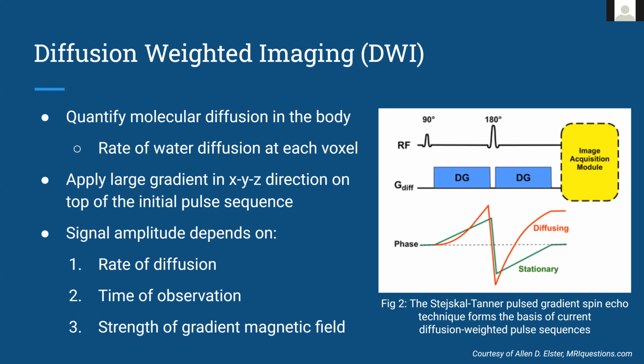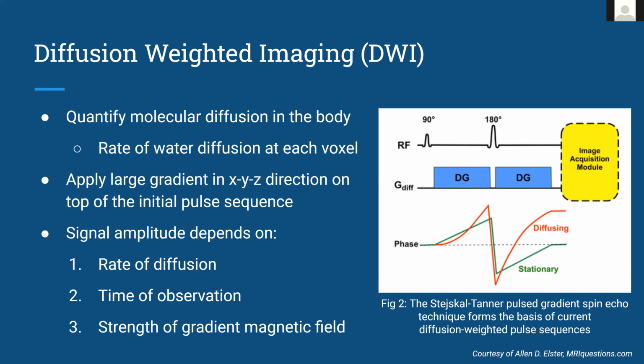To get this, the signal amplitude depends on three factors. The first is the rate of diffusion. The faster the rate of diffusion, the more different gradient field strengths the molecules will experience, and therefore the more out of phase they will be.